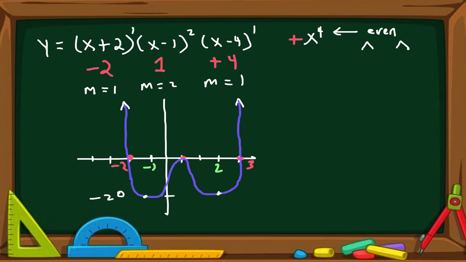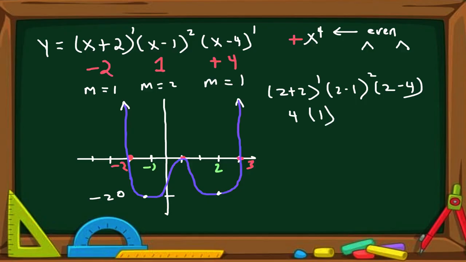Now let's see what it is for 2. So this is going to be 2 plus 2 to the first power, 2 minus 1 to the second power, and then 2 minus 4. 2 plus 2 is 4, 2 minus 1 is 1, 2 minus 4 is -2. So for this one, we get -8, which is not as low as -20. Let's try this one. Let's try 1. Actually, you know what? I put the wrong number. I take that back. I see the mistake I made. This is 3, and this intercept should be 4.